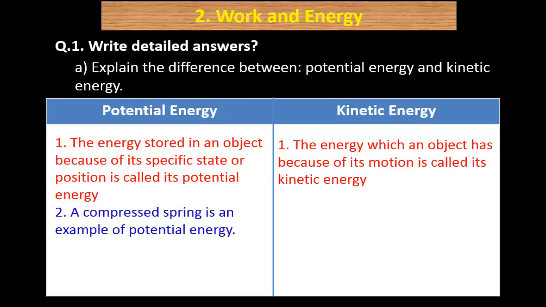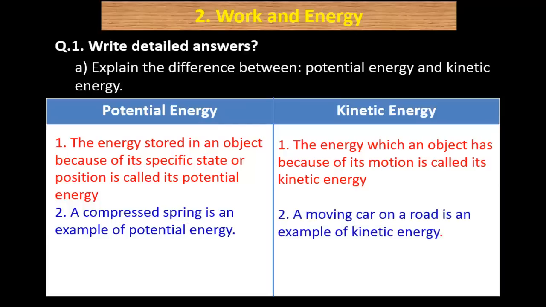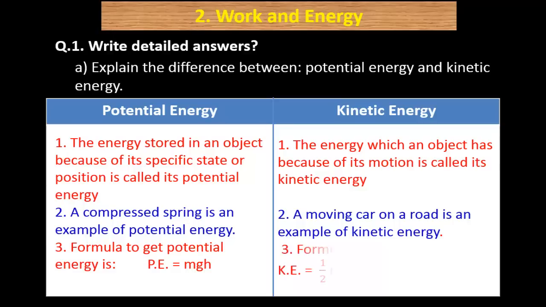2. A compressed spring is an example of potential energy. A moving car on a road is an example of kinetic energy. 3. Formula to get potential energy is equal to mgh. Formula to get kinetic energy is equal to half mv square.